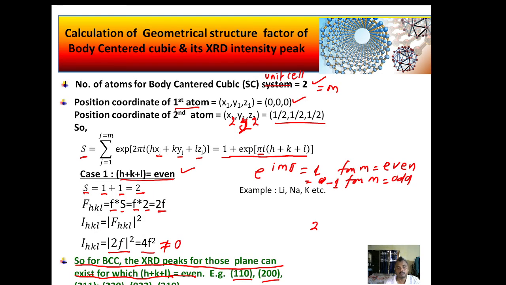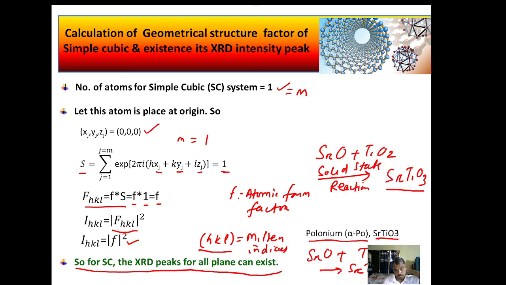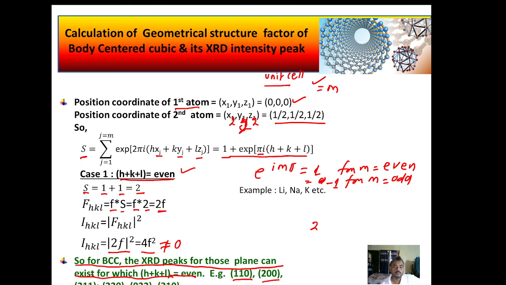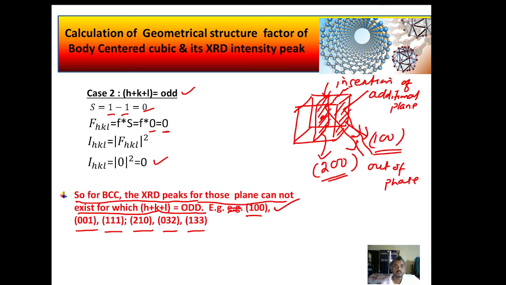Whereas in this case, for simple cubic, all planes can exist. That means the X-rays scattered from each and every plane are in phase. Therefore, for all possible planes there can be peaks for simple cubic, which has been mentioned in the last underlined point. Whereas for BCC, please remember it will exist for those values of HKL whose addition of those indices is even. Whereas when the addition is odd, for those types of planes the XRD peak will not exist.